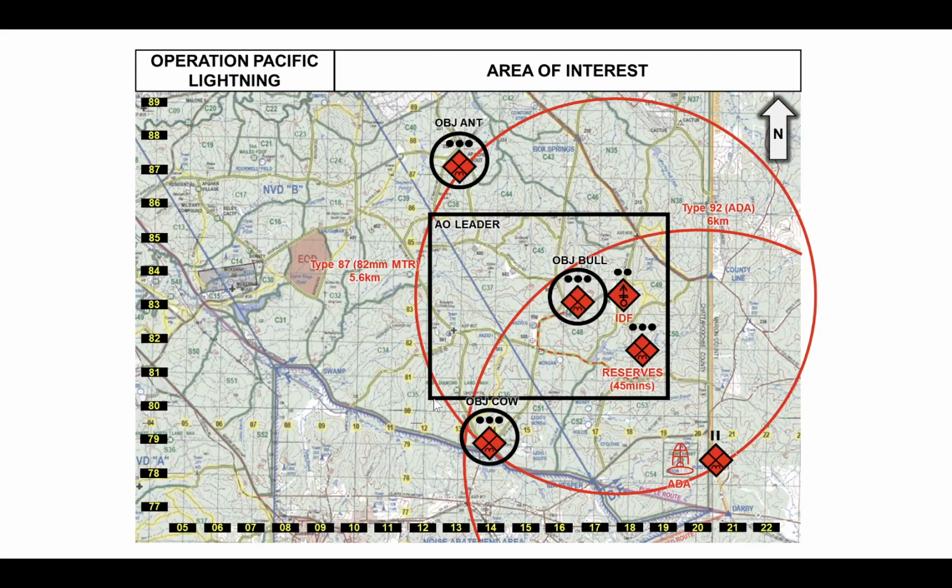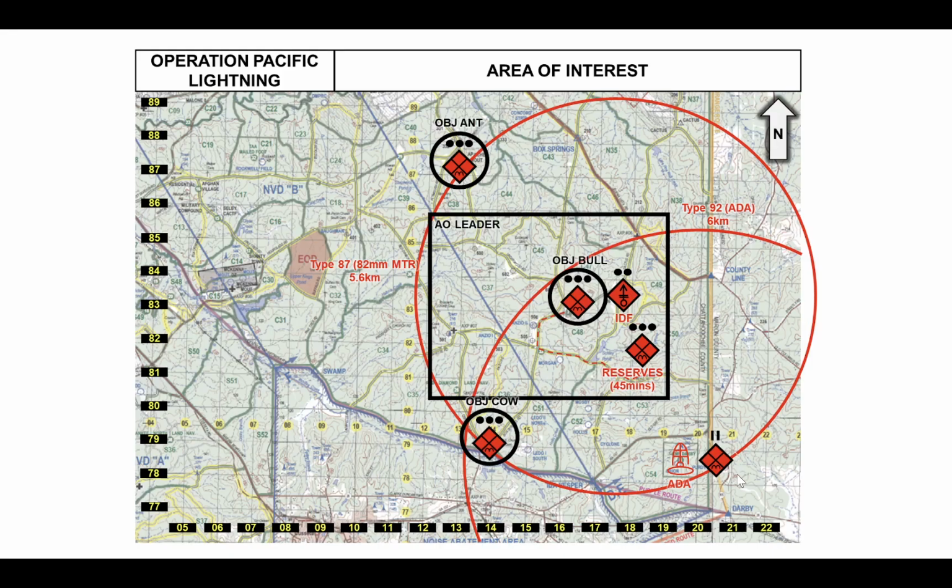This is an area of interest, so you can see that the AO is boxed in. AO leader, as we mentioned before. This is boxed in. This is where our troops will generally be fighting and moving. But the area of interest includes all of the adjacent objectives that our sister companies are going to be attacking. So Objective Ant and Objective Crow in this instance, they are going to be adjacent units' responsibilities, but they're still shown in the area of interest because they could affect our operation here.